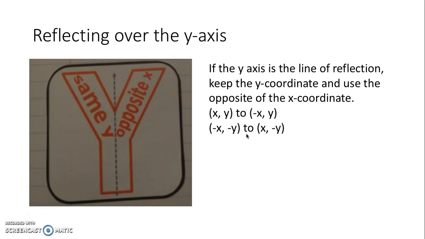It would be the exact opposite for reflecting over the y-axis. You're going to have the same y but the opposite x. So if the y-axis is the line of reflection, you're going to keep the same y-coordinate and use the opposite of the x-coordinate. So x comma y turns into negative x comma y, and negative x comma negative y turns into x comma negative y.